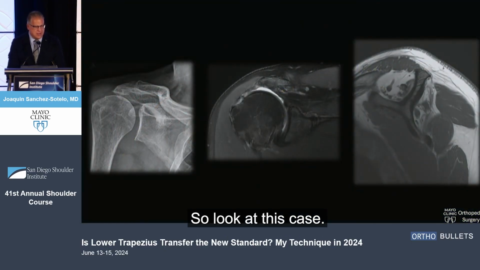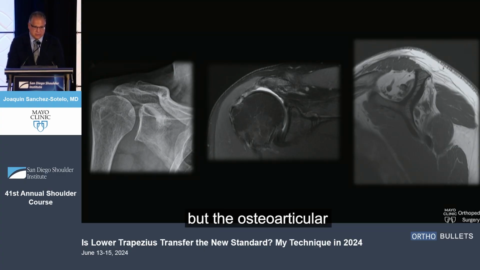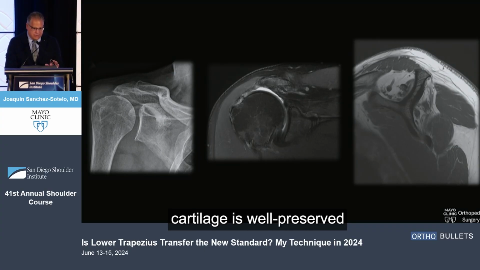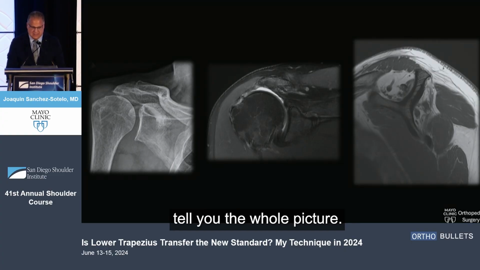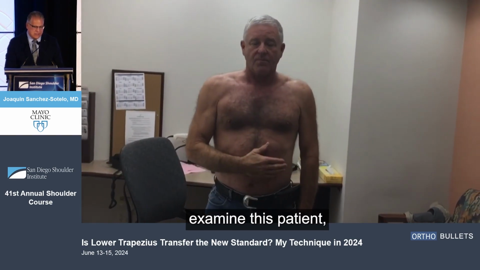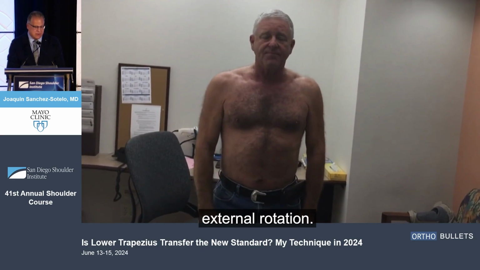So look at this case presentation of a patient that is in his mid-50s. There is some migration proximally, but the osteoarticular cartilage is well preserved, and there is advanced fatty infiltration of the supra and the infra. This actually doesn't tell you the whole picture, because if you now examine this patient, you will see that he has isolated loss of active external rotation.